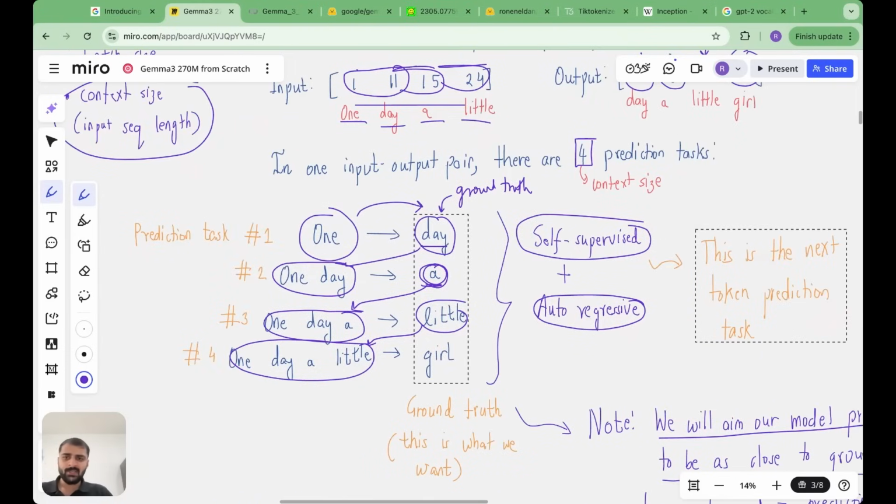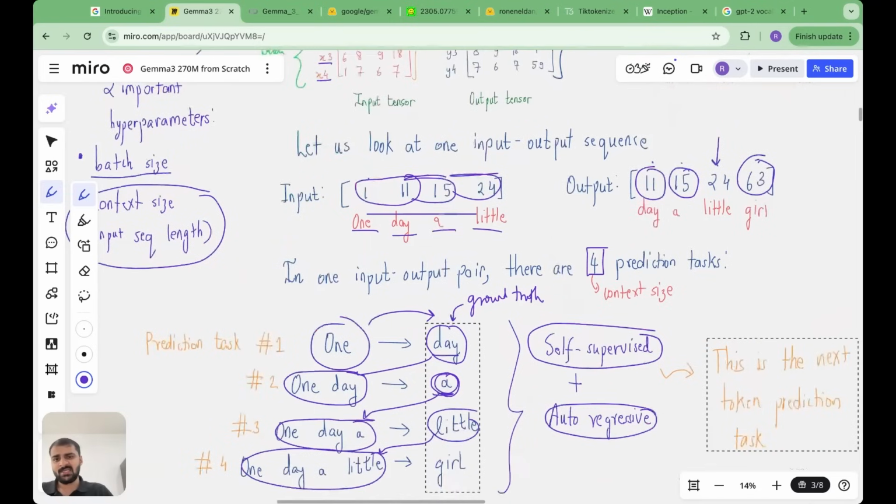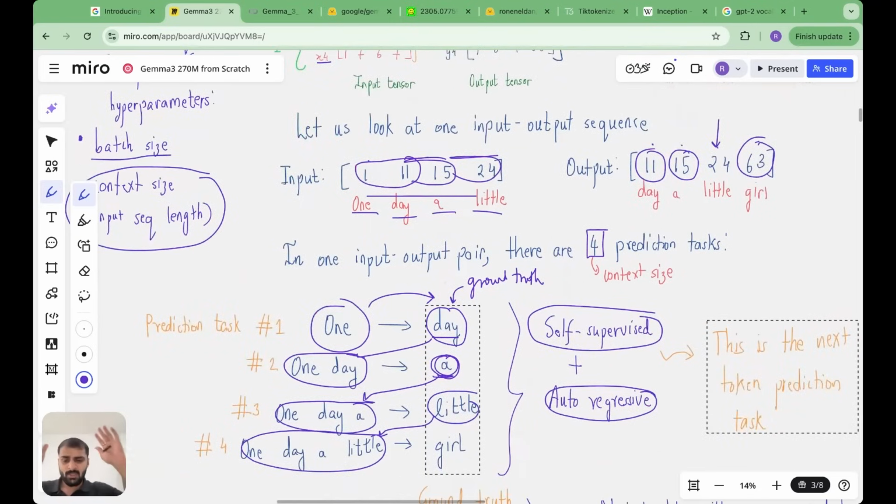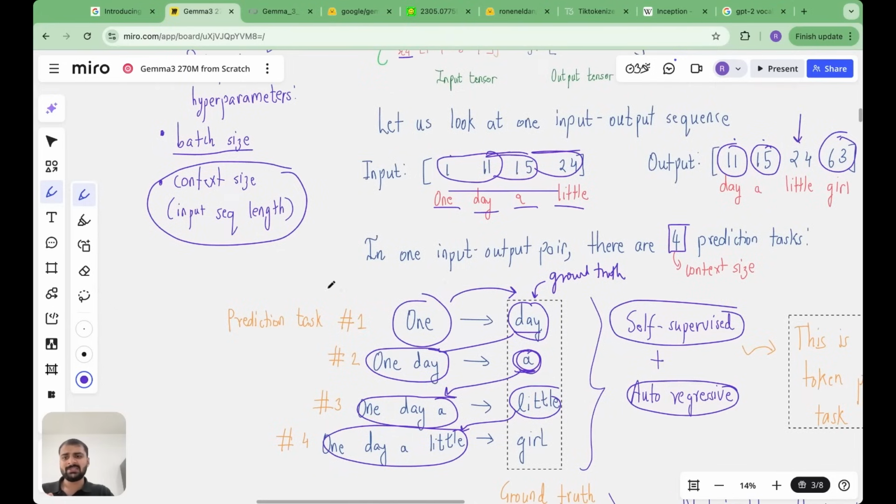I hope all of you have understood this step, which is very important. If you're given a piece of data, how do you create input output sequences? The first thing to note is what's my context size or input sequence length, and what's my batch size.